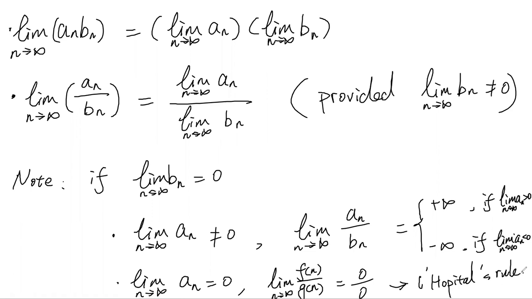We'll see an example later. Then we have another formula. This is for the power. The limit of a_n to the power p as n goes to infinity is equal to the limit, to the power p, of the limit.